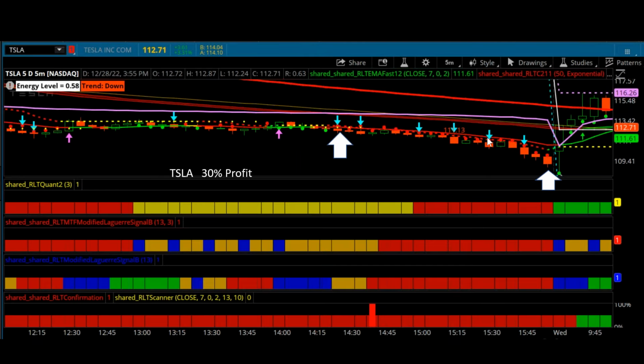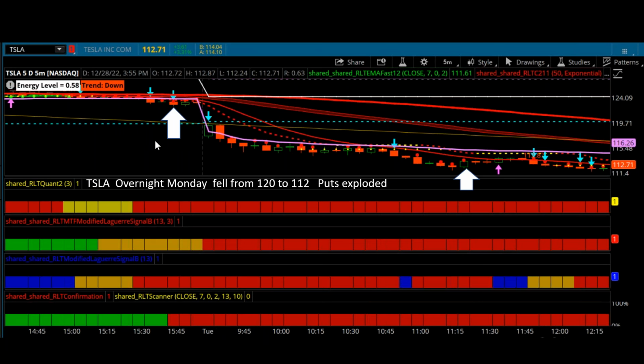This was a nice Tesla trade here we took. Again, blue to yellow, current time frame momentum, then red. Everything's bearish. The institutions are selling on the 5-minute chart. We take it here. It would have been bearish on the daily chart as well, by the way. Institutions are selling it. I buy it here. I ride it to the end of the day. I get out, and this is right at the close for a nice 30% profit.